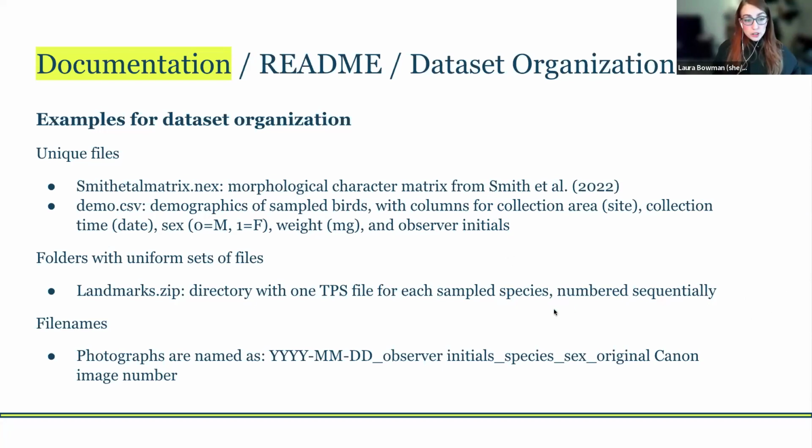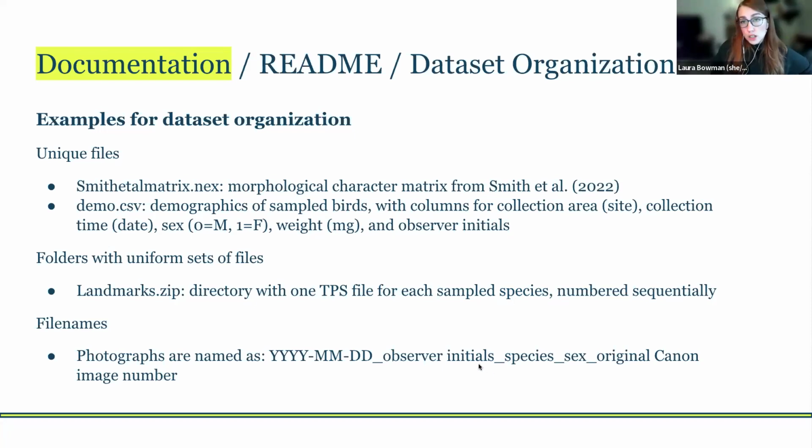These folders with uniform sets of files, this is when you have a series of repetitive files. You just have to describe the directory as a whole. And so, you have one TPS file for each sampled species numbered sequentially. You already know what each file is going to contain, and that's all you need to write.